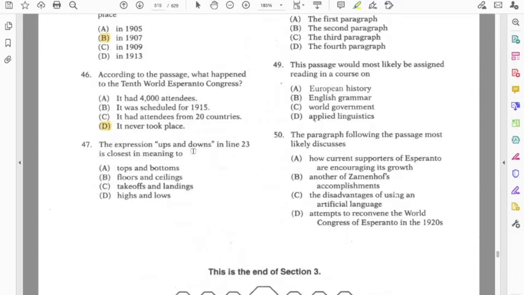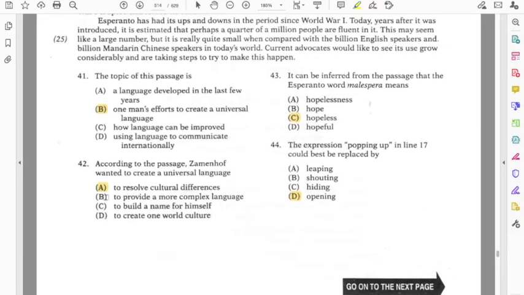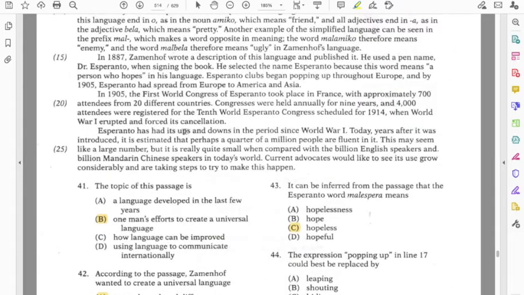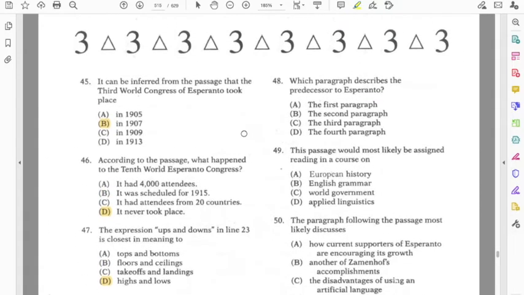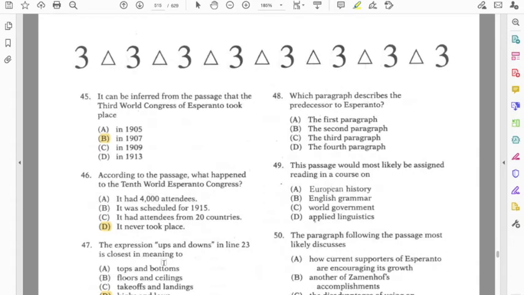The expression ups and downs, again, figurative. Nothing's literally going up or down, but it means highs and lows, which is, again, figurative. Good points and bad points, pluses and minuses. It had its successes and failures, highs and lows. Floors and ceilings, that's pretty close. Tops and bottoms, also pretty close. Takeoffs and landings, also pretty close. But highs and lows in English is generally what we would use in place of ups and downs.